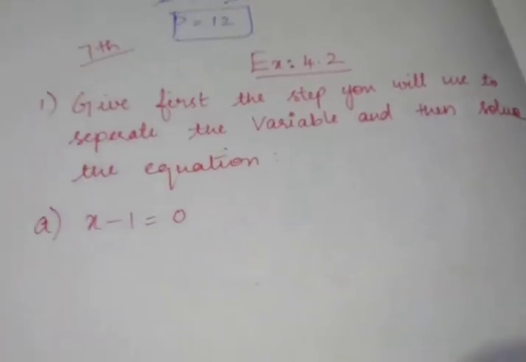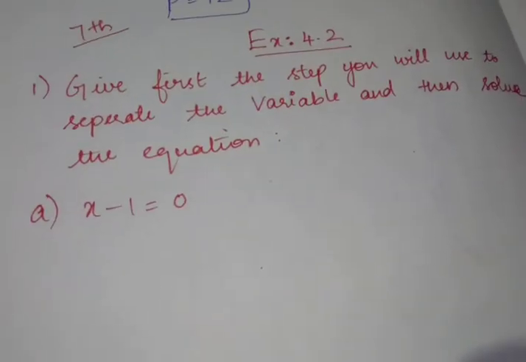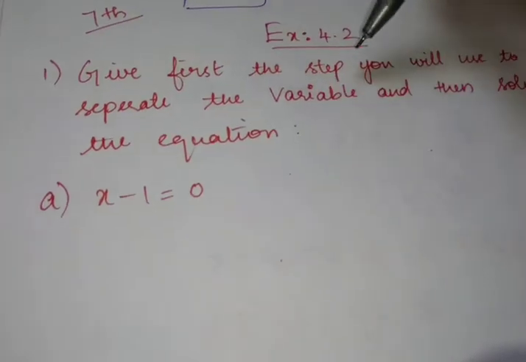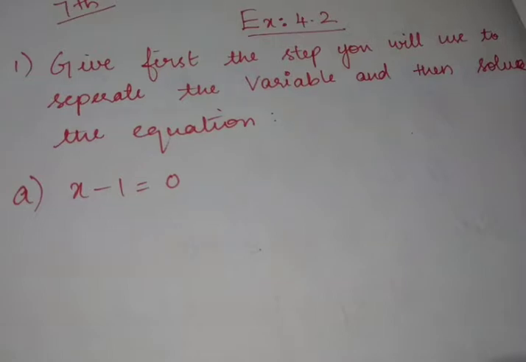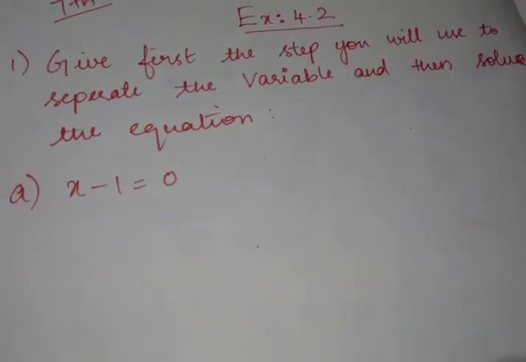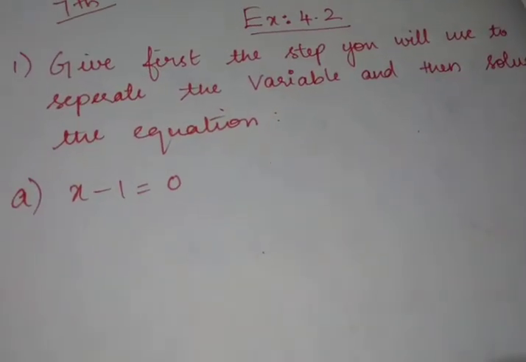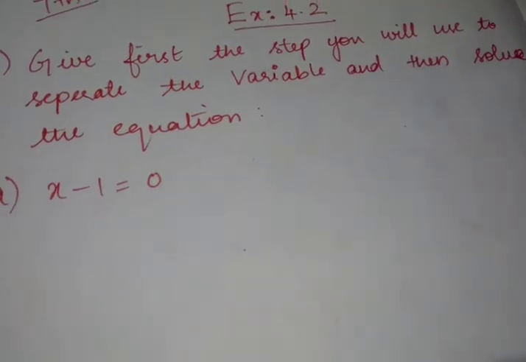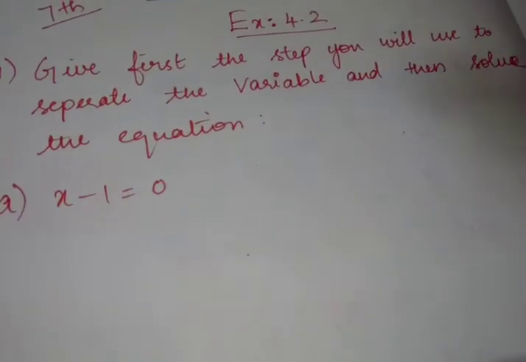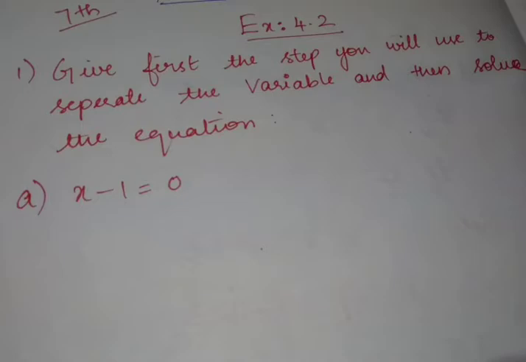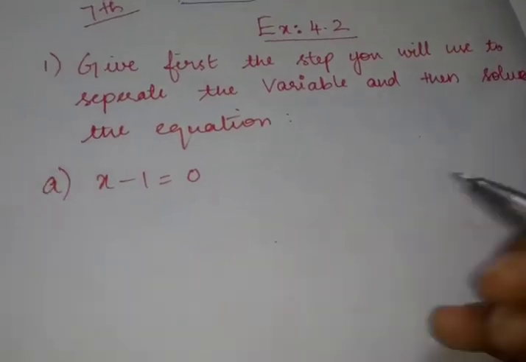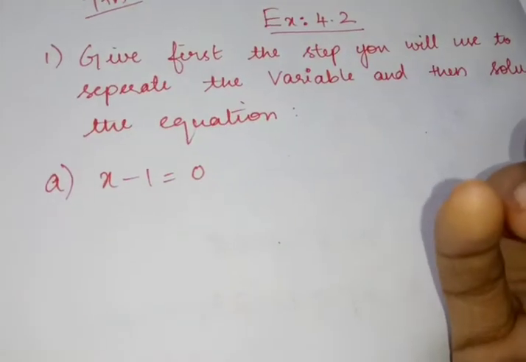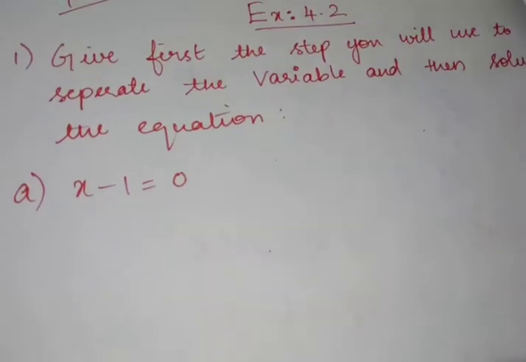Next is your exercise 4.2, first problem. Give first the step you will use to separate the variable. So first you should write the step, whether you are going to add something on both the sides, or subtract something on both the sides, or multiply, or divide. That you should mention first, then you should solve the equation. Okay, so A problem, x minus 1 is equal to 0 is the given equation. So how will we solve it?